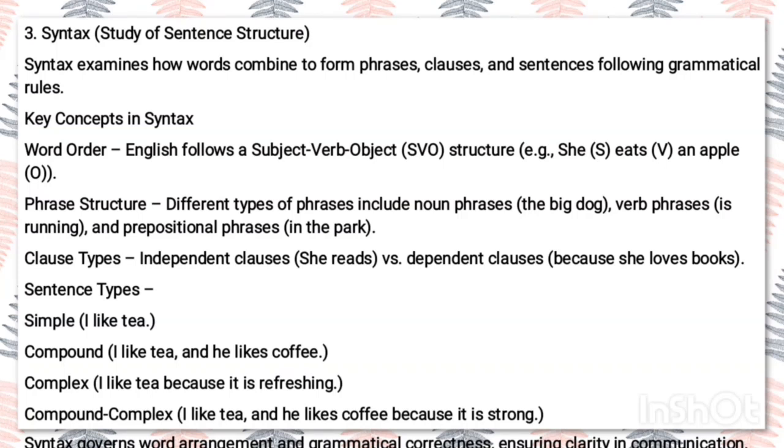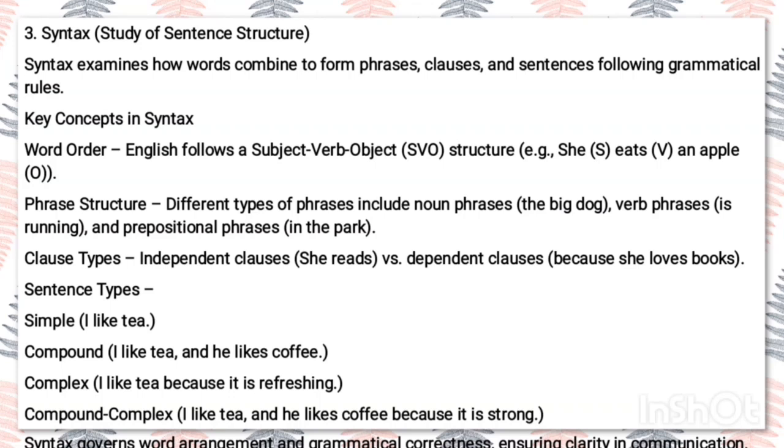Next one is clause types. An independent clause can stand alone as a complete sentence. For example, she reads. Next one is a dependent clause, which cannot stand alone and depends on an independent clause. For example, because she loves books.